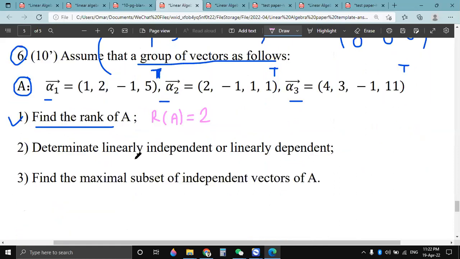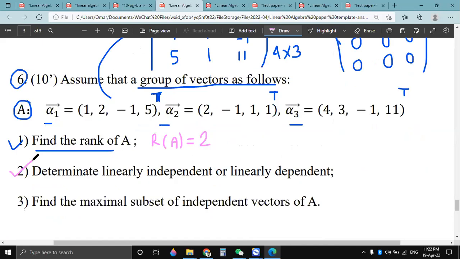And then the second question here. So Jem, can you understand? Okay. Hello, Jem.